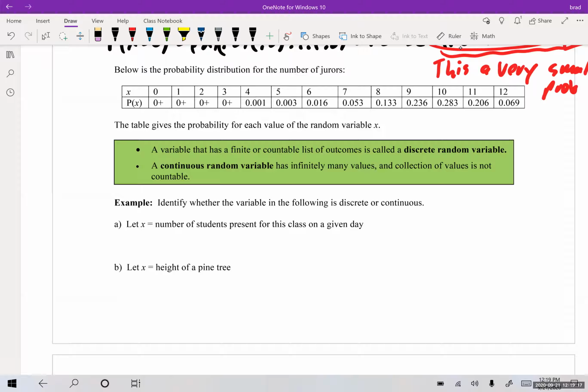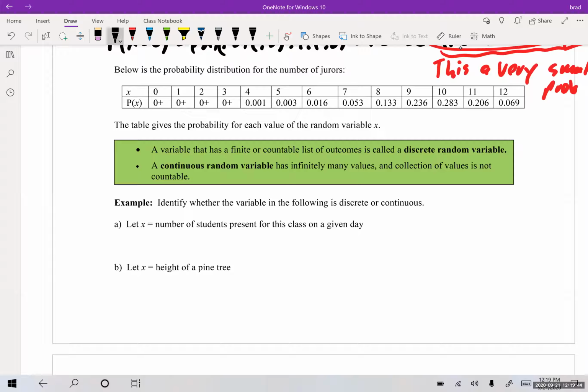So a variable that has finite or countable lists of outcomes is called a discrete random variable. A continuous random variable has infinitely many values and collections of values is not countable. Identify whether the variable in the following is discrete or continuous. So this goes back to, I think it was almost section 1, chapter 1 or chapter 2, talking about continuous and discrete.